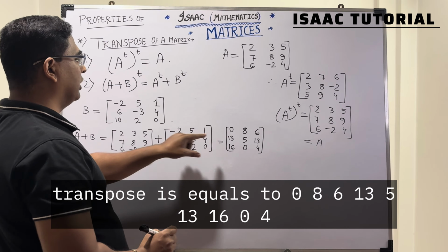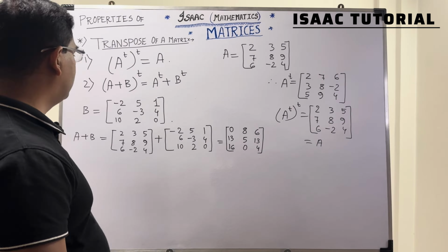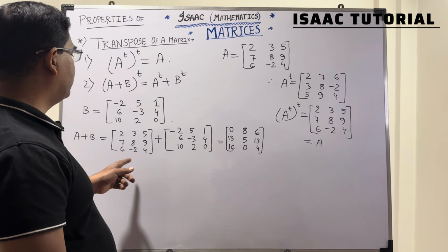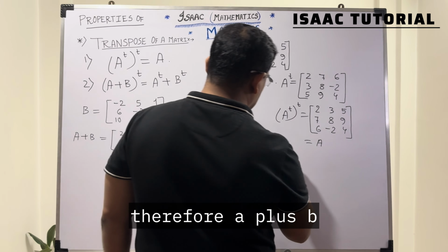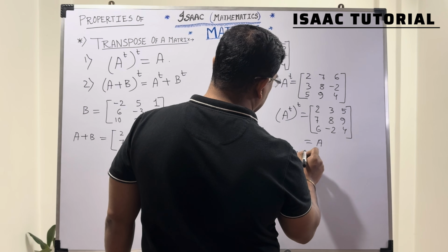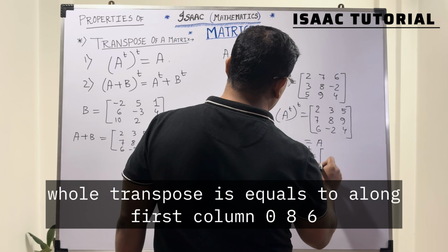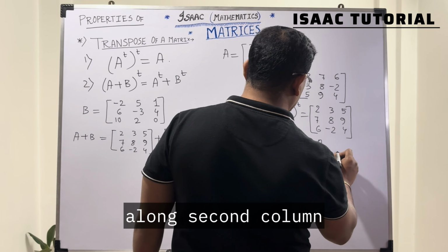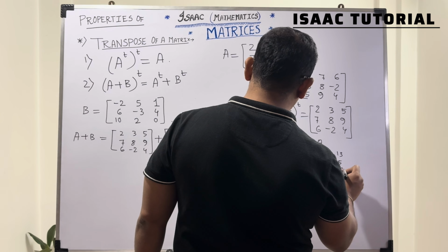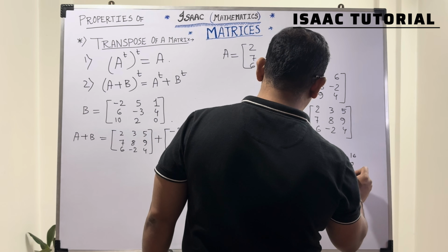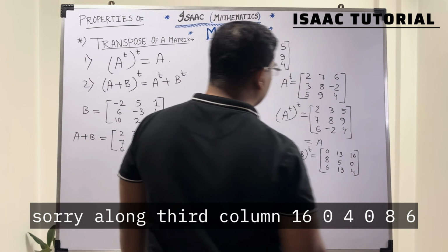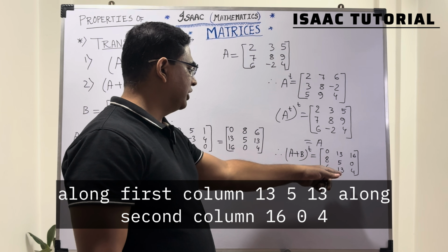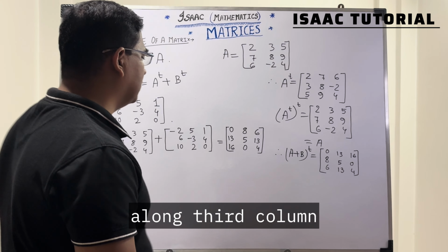So, A plus B whole transpose is equal to 0, 8, 6, 13, 5, 13, 16, 0, 4. Therefore, A plus B whole transpose is equal to, 0, 8, 6 along the first column, 13, 5, 13 along the second column, 16, 0, 4 along the third column.